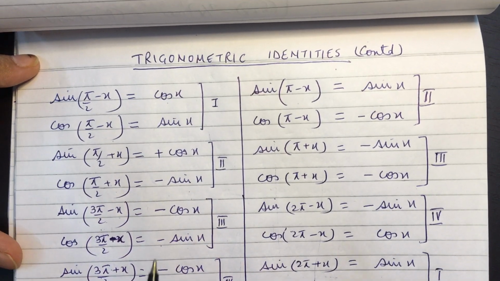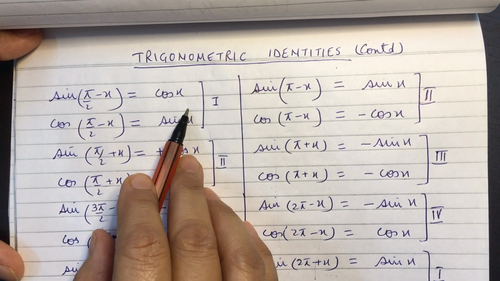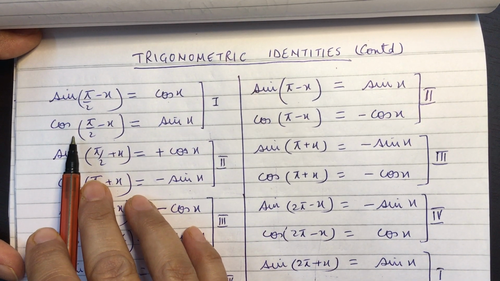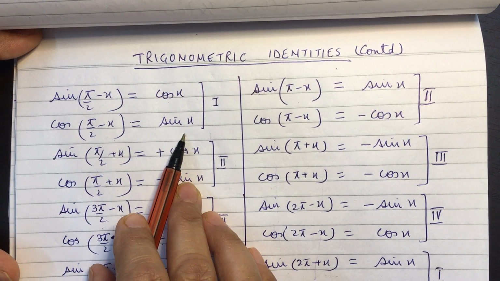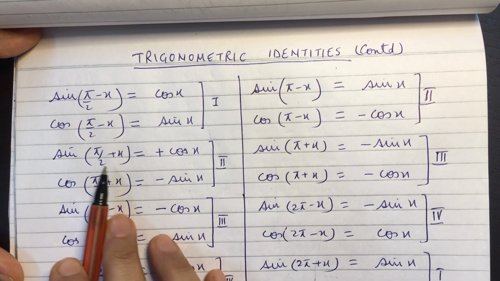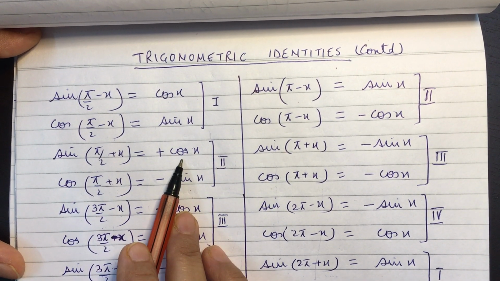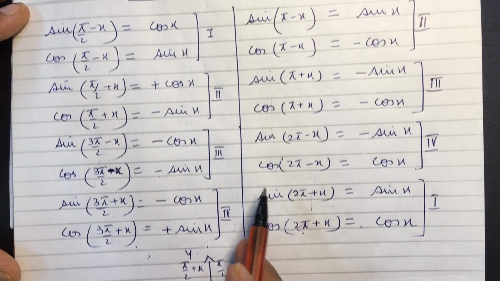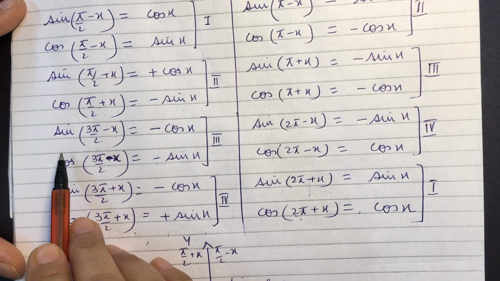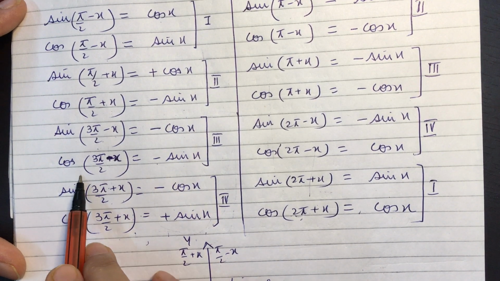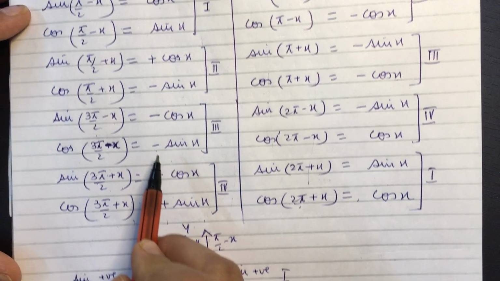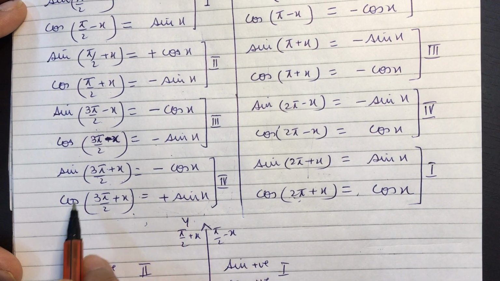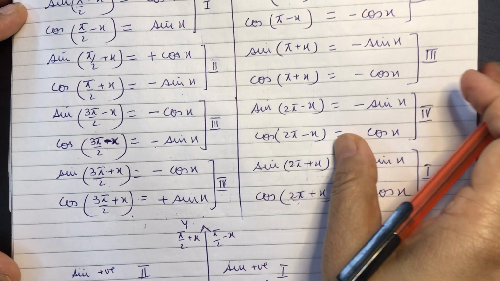And we have seen the results as something like this: sine of pi by 2 minus x is cos x, whereas that of cos x is sine x. Similarly, for pi by 2 plus x, sine becomes cos, cos becomes minus sine. For 3 pi by 2 minus x, sine becomes minus cos, cos becomes minus sine. For 3 pi by 2 plus x, sine becomes minus cos, cos becomes plus sine.